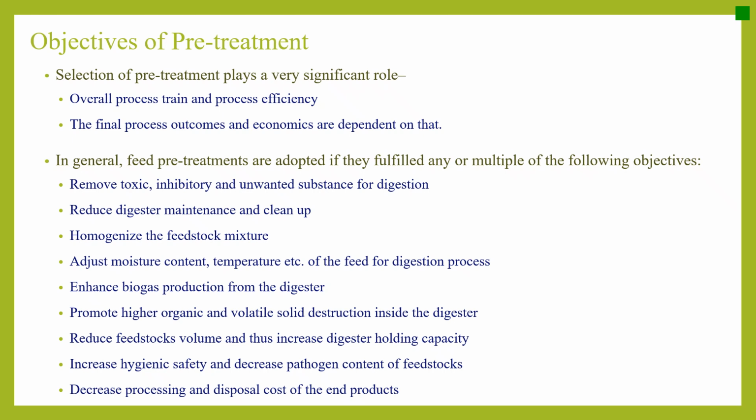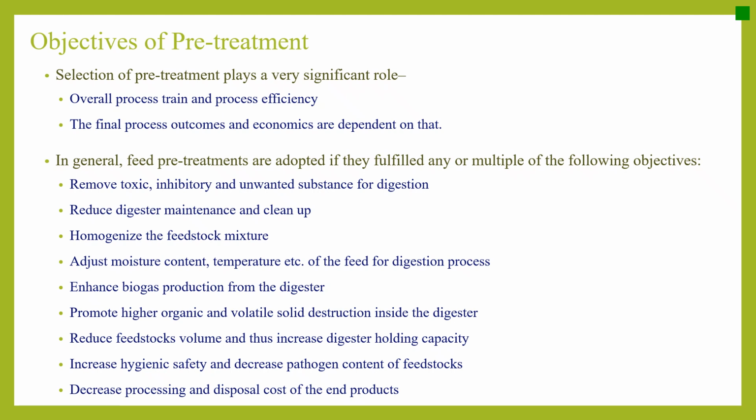But first, we should keep in mind that selection of pretreatment plays a very significant role on overall process chain and process efficiency. The final process outcomes and economics are dependent on that. So with that in mind, in general, pretreatment are adopted if they fulfill any or multiple of the following objectives or offer multiple benefits, such as they remove toxic, inhibitory, and unwanted substance for digestion. They reduce digester maintenance and cleanup. They homogenize the feedstock mixture so that the digestion process gets easier.